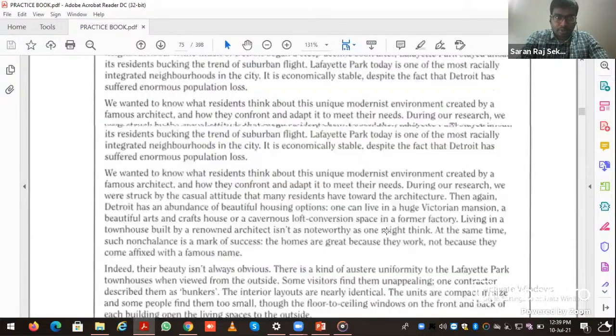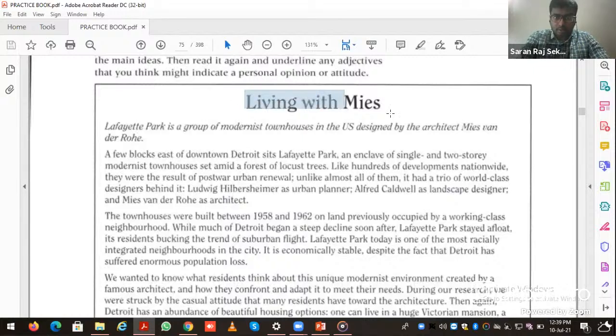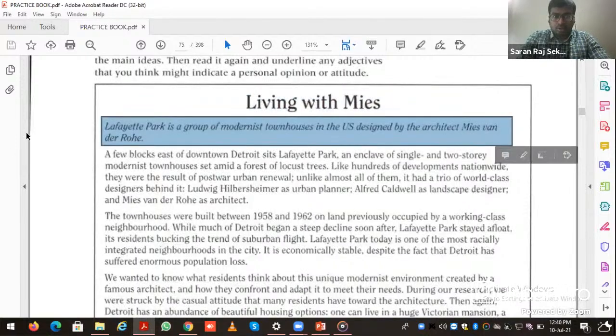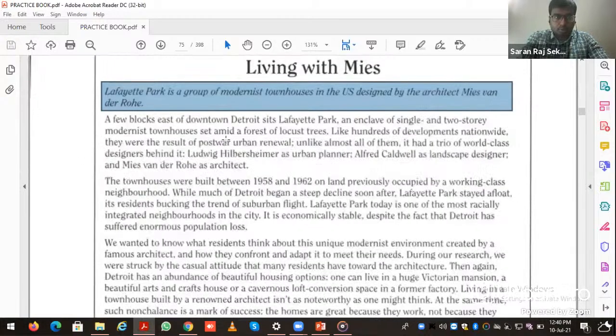Let's go to the passage. So this is the heading, and this is the subheading. So do not ignore the subheading as well. Please read it from the subheading. It's a group of modernist townhouses, a few blocks east of downtown Detroit. So it's an enclave of, you have to know why it is special. And I mean, they have mentioned it is special because of that particular year in which they developed this park. Okay, townhouses and like hundreds of developments nationwide, they were the result of post-urban renewal. Unlike most of them, it had a trio of world-class designers behind it.